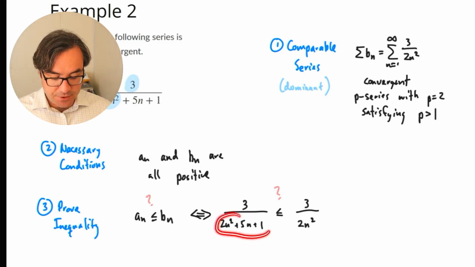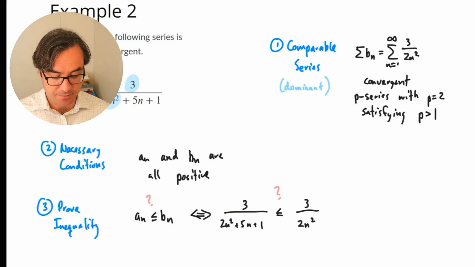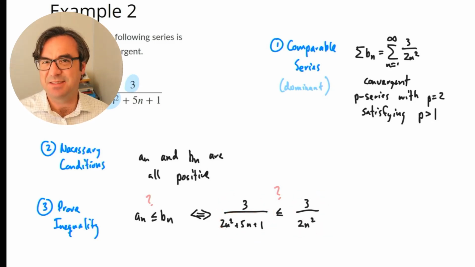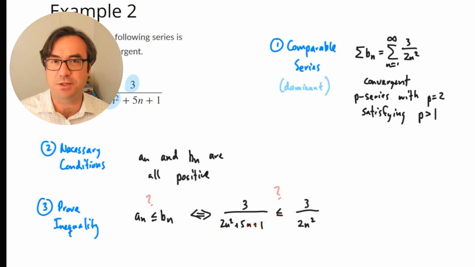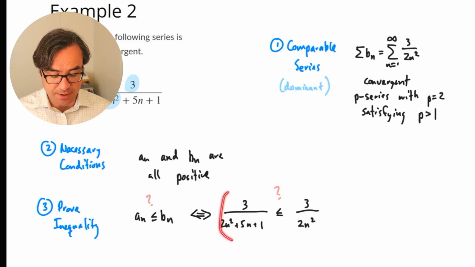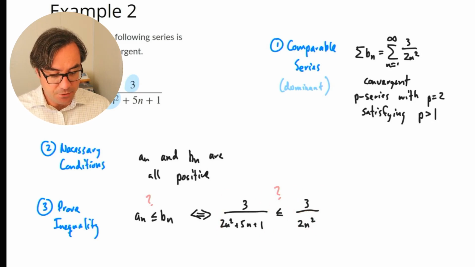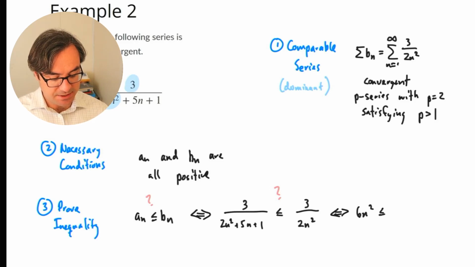So when we're working on this one, the 2n squared plus 5n plus 1, this is positive, so I can multiply both sides of this inequality by that. Effectively we're kind of cross-multiplying. Same thing with the 2n squared. 2n squared is positive, so I can multiply both sides of the inequality by 2n squared. And when we do that, we end up with 6n squared is less than or equal to 6n squared plus 15n plus 3.